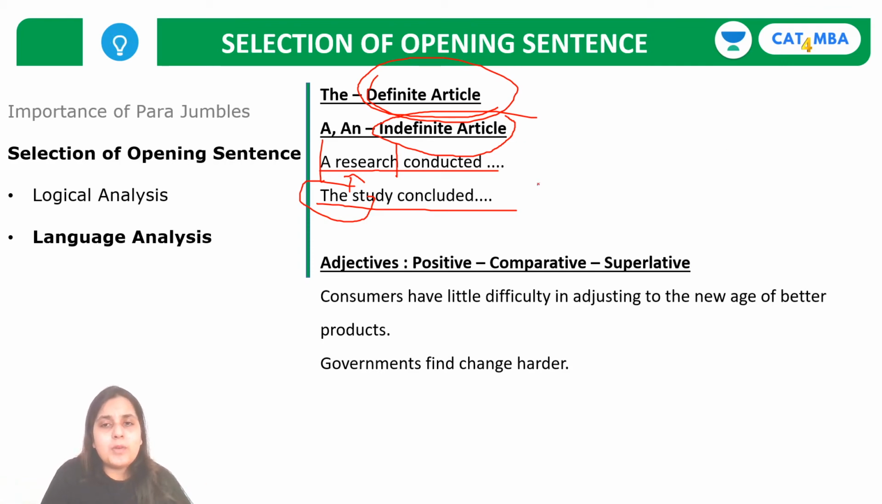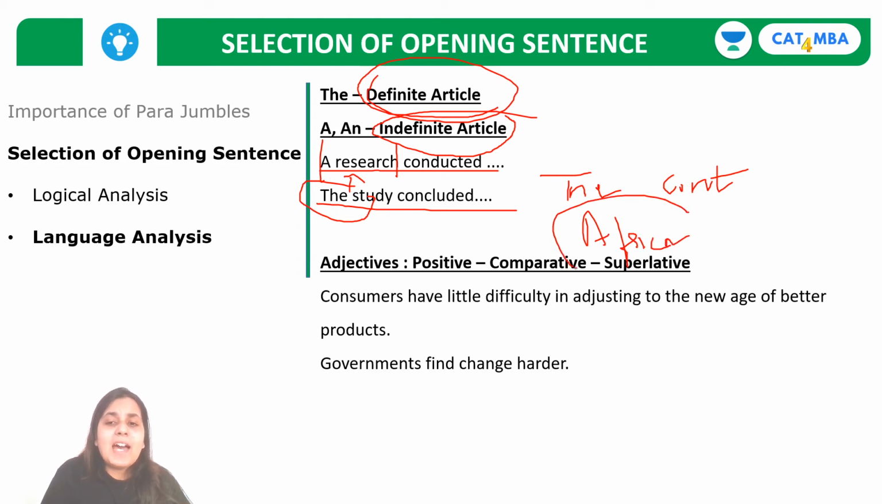There's a passage. Let's say one statement says the continent. Okay, there's another statement which says Africa. Which will come first? Africa will come first, then the continent. Why? The continent means specific. Which specific continent? Africa. So these are little nuances, guys.